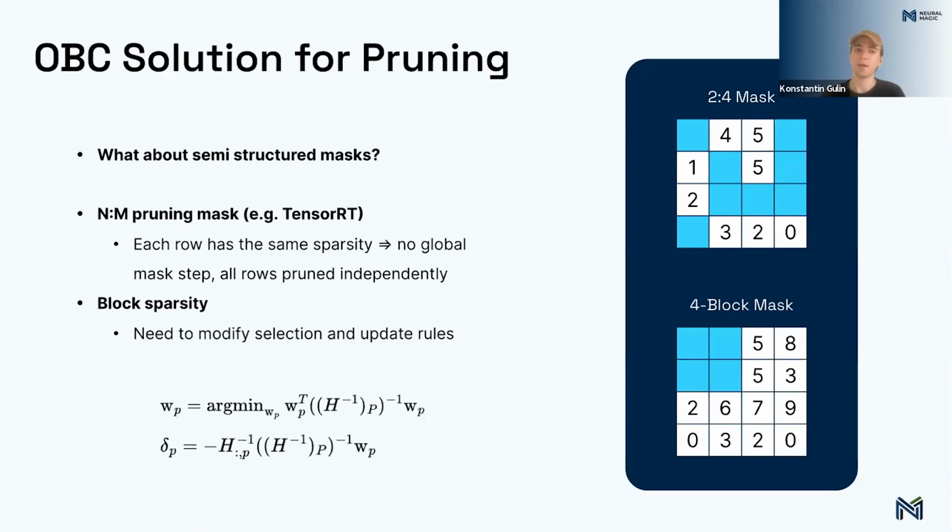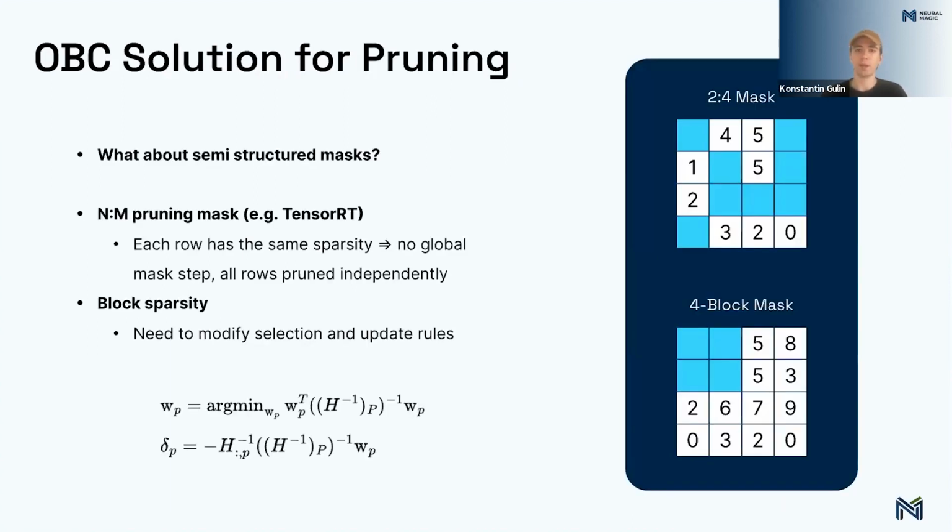And I forgot to say, for N:M pruning it's actually even simpler, because you know ahead of time exactly what the sparsity of each row is going to be. If you're doing a 2:4 mask, each row is going to be 50% sparse. So at that point, you don't even need to create a trace database. You just go through the OBC steps until you get to 50% sparsity and you stop, and it even becomes easier computationally.